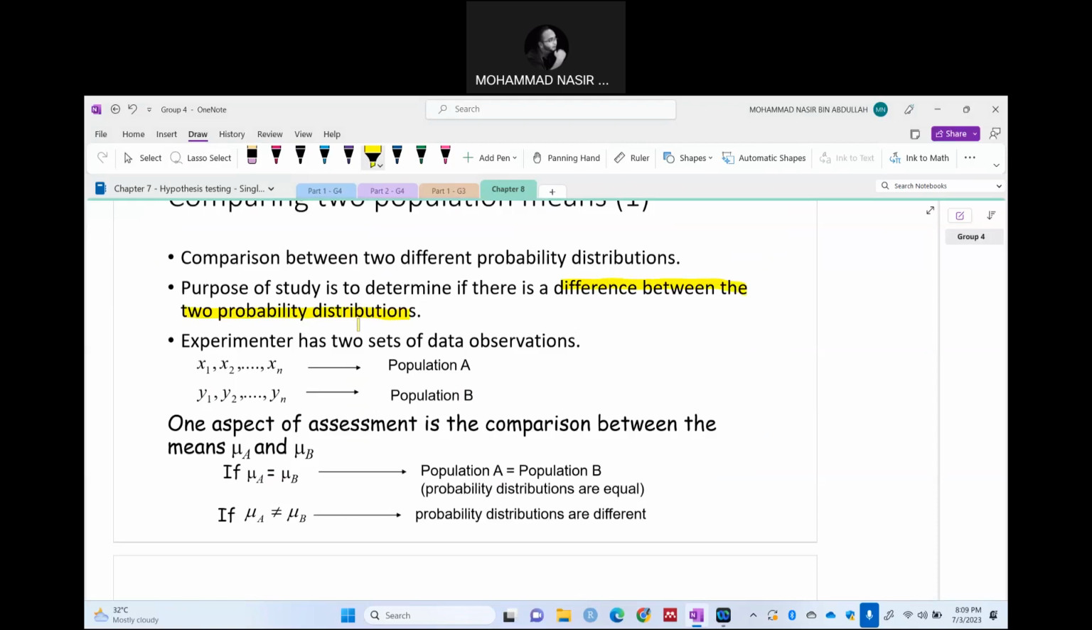Right, so the purpose of this study is to determine if there is a difference between the two probability distributions. So the null hypothesis is usually mu A equal to mu B, meaning mean of population A equal to mean of population B. So this is going to be your null hypothesis. It means that the two means from two populations are equal. And for the alternative hypothesis, we're going to look into whether mean A is unequal to mean B. Right? So the probability distributions are different.